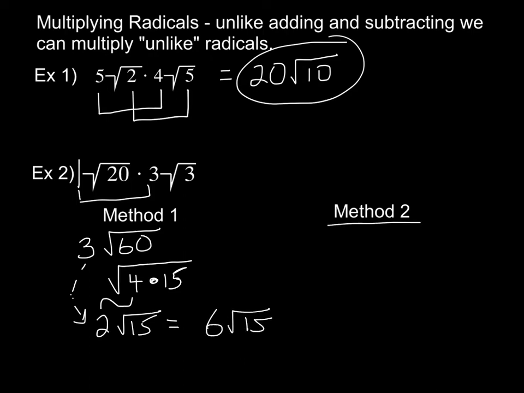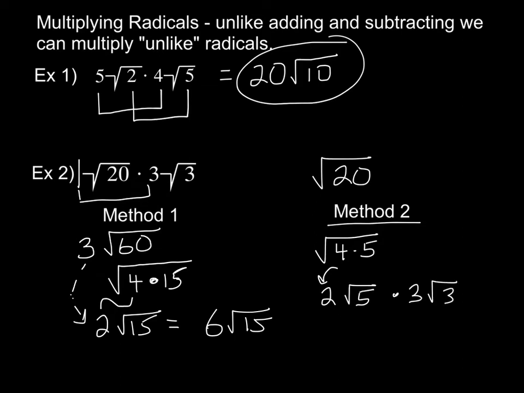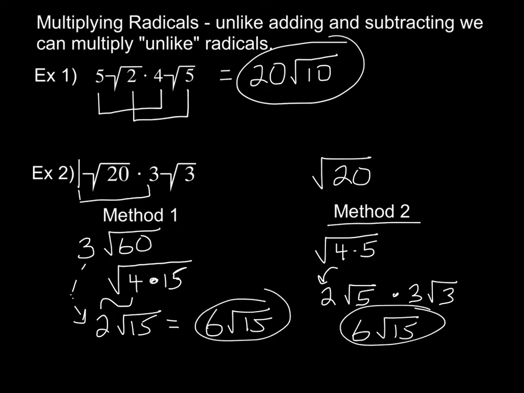Method 2 would say to simplify first. So one might take radical 20 and first simplify it. If you did that, it would be 4 times 5, because the perfect square inside of 20 is 4. This comes out as 2, and so we have 2 radical 5 times 3 radical 3, and that gives us 6 radical 15. You see, we get the same answer. In one we're simplifying first, whereas in the other we're simplifying last.